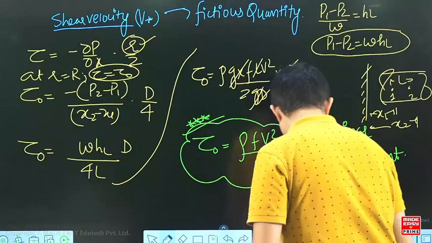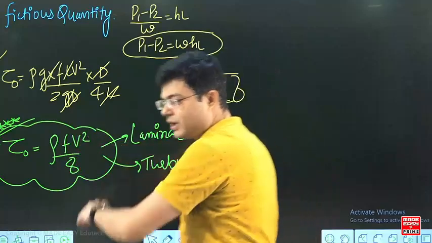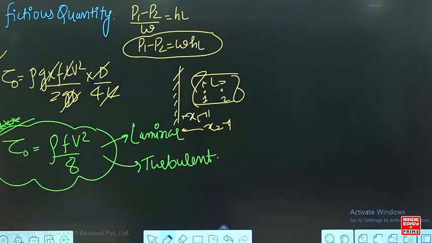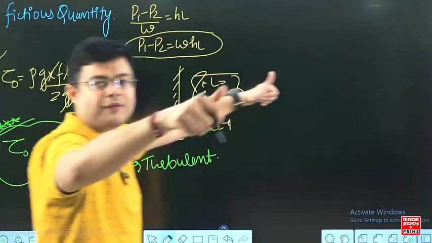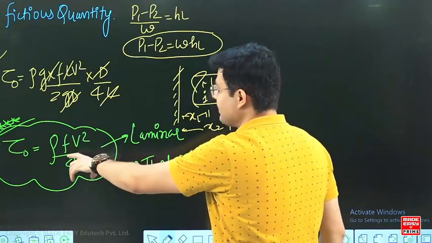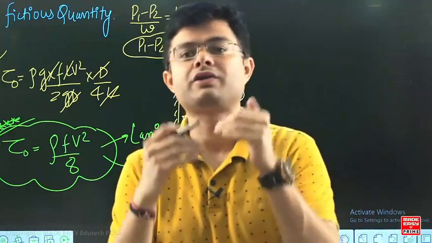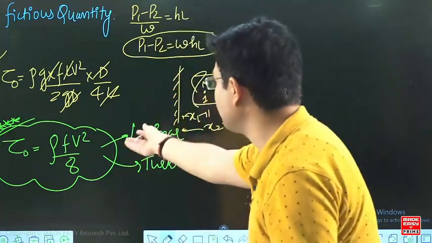Look here, everyone. Now the student will say, sir, okay, you have found out the value of tau naught. All of you are giving the correct answer. I am very happy. Now the student will say, sir, you have to find out the shear velocity, but you have found out this.